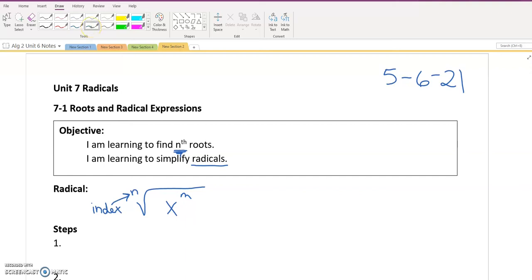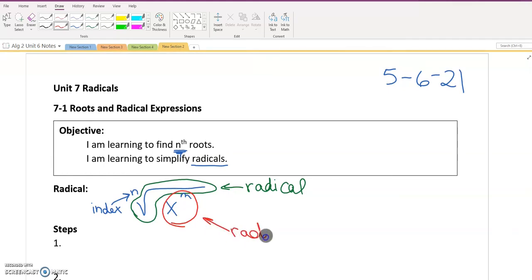Now the bar itself, that is the radical. So when you hear me say radical, that's just that bar. And our x on the inside, he gets a goofy name. He's called the radicand. There we go. That's all of our parts to the radical. And we'll be using all these definitions, so make sure we know what every part is.